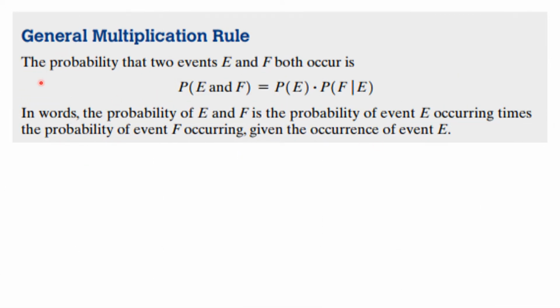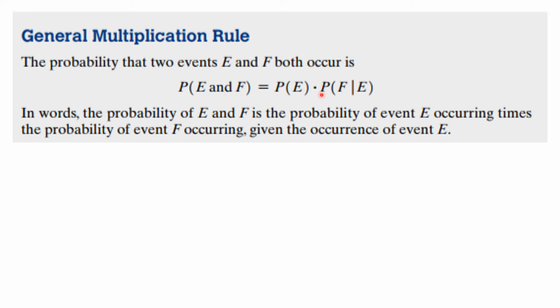Now this motivates the general multiplication rule. So the probability that two events E and F both occur is the probability of E and F. If they were independent we just multiply them, but now we're allowing for them to depend on each other, so it is the probability of E times the probability of F given E. Now this is just an algebraic change in the definition.